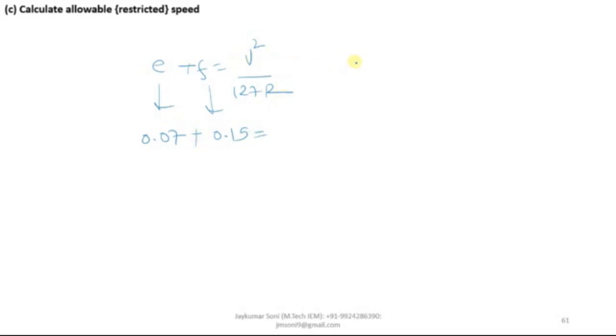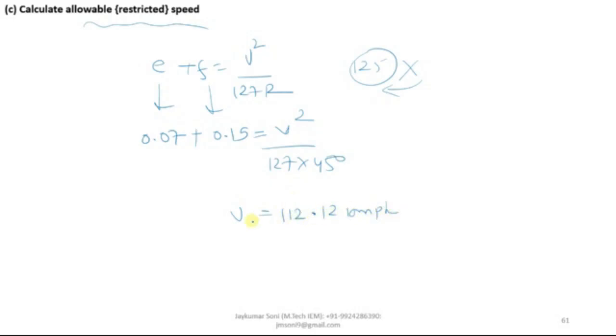We have the value of v as 125, but we will not calculate it as we are going to find another speed. So we will keep it as v square only, 127, and r is given 150. If you calculate v, it will be 112.12 kmph. This comes as the allowable or restricted speed.